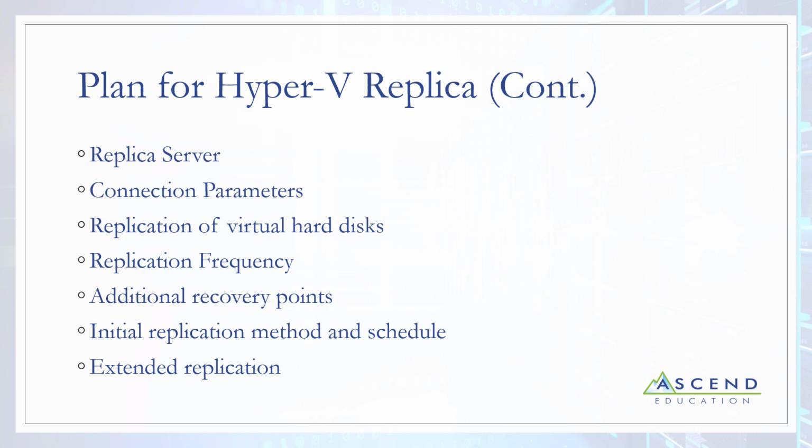So for the plan for the replica, you've got the replica server, connection parameters, and you have to enable replication of the virtual hard disk, so you have to have enough storage space on the other server. Frequency: you can have it replicate right away. You can do a delay if you're worried about cryptoware, ransomware, that kind of thing. That way you have some time to go ahead and restore before it was cryptoed. And then you can also turn on recovery points.